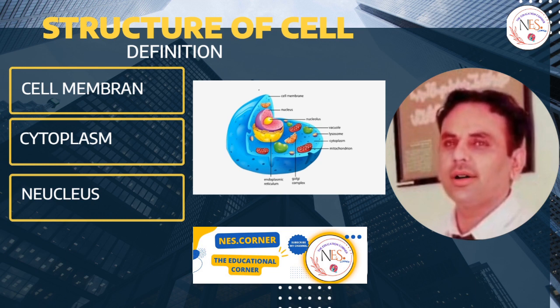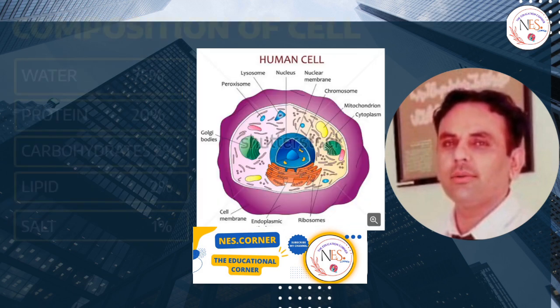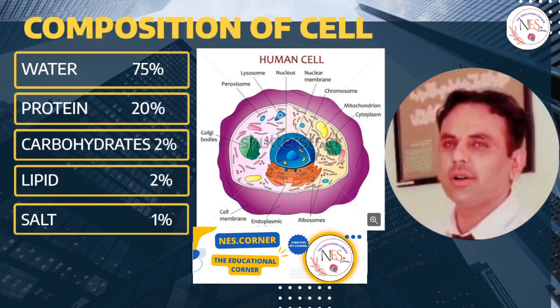The nucleus is the control center of the cell. The nucleus of the cell appears as a rounded or elongated structure situated near the center of the cell. The nucleus, which is enclosed by the nuclear envelope or membrane, contains genetic material known as chromatin and a distinct region called the nucleolus. Let's talk about the composition of the cell.